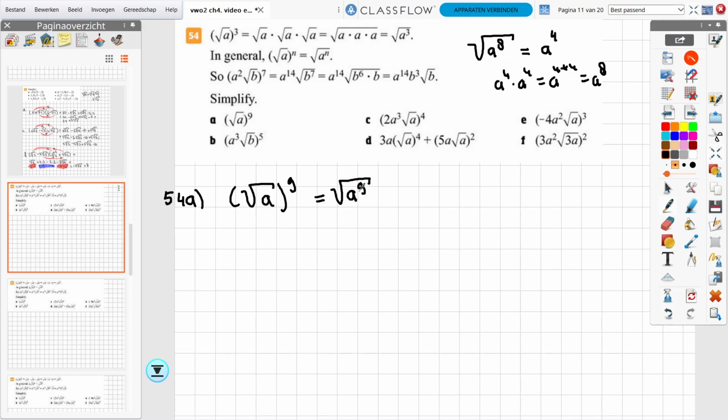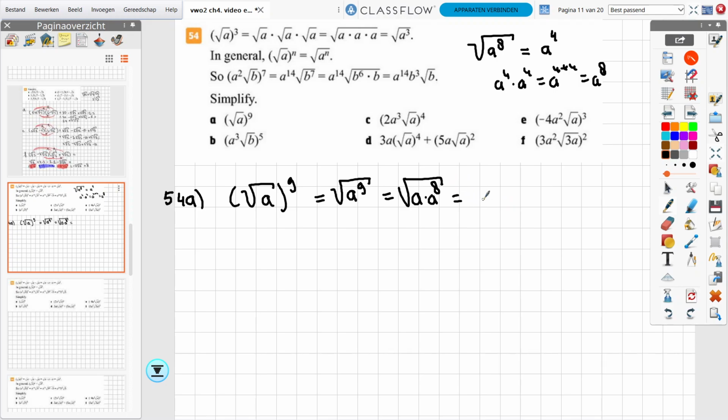And 9 is an odd number. So if I divide it, I would find a to the power of 4.5. And this is something we don't want, because we don't want fractions in our exponent. So what the book does is it's going to split this thing up into a times a to the power of 8. This is the same, because remember, a is the same as a to the power of 1, and a to the power of 1 times a to the power of 8 is a to the power of 9.